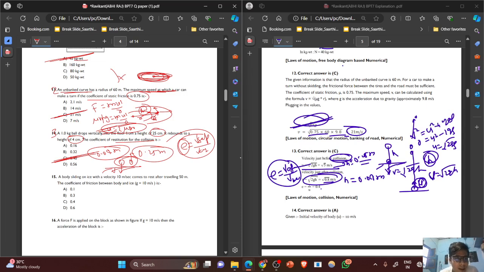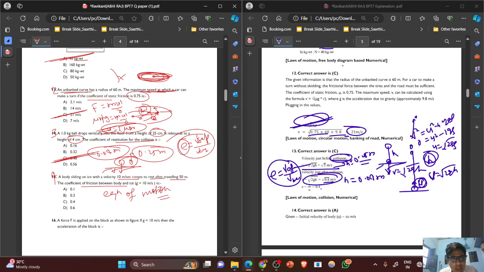Now moving ahead to the 40th question. A body sliding on ice with a velocity comes to rest after traveling this many meters. The coefficient of friction. Okay, it's just asking you the coefficient of friction. You just need to use the equation of motion. Then you can easily calculate it out.